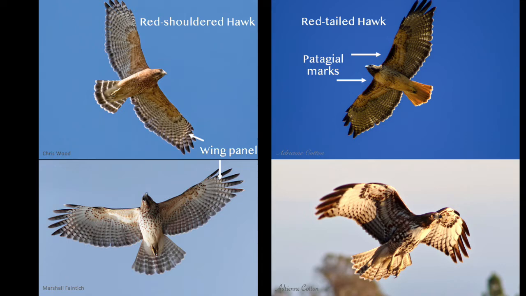Pretty loud, right? Now here's the underside of both a red-shouldered hawk and a red-tailed hawk. Notice those field marks that we were talking about. That wing panel on the red-shouldered hawk, and the patagial marks on the red-tailed hawk.